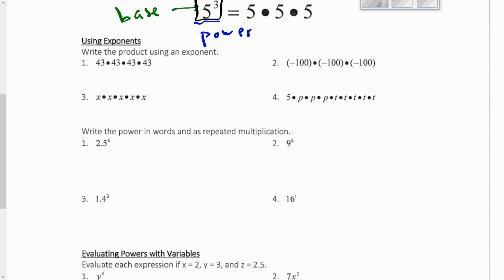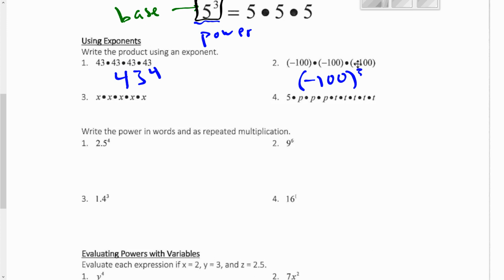So in the next section where it says using exponents, we're going to write the product using an exponent. Right now these are all products because they're all multiplication, but we're going to write it using an exponent. So if you look at our first example, we're multiplying 43 times itself 4 times. So my power would be 43 to the fourth power. The next one is negative 100 times negative 100 times negative 100. So I need to keep the parentheses there. So that'd be negative 100 to the third power.